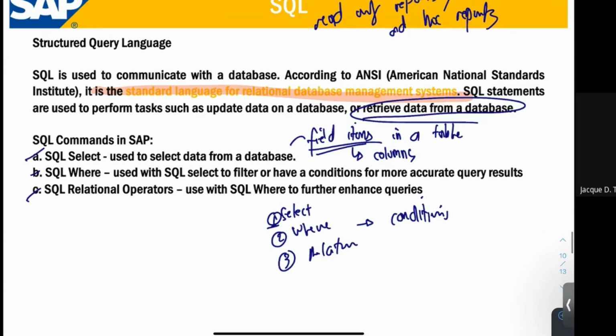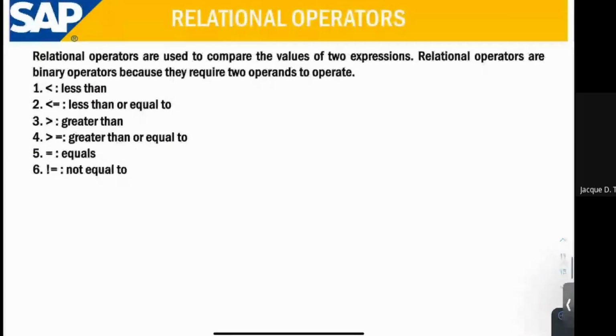So let's look into your different relational operators. Take note, we only have three: select, where, and relational operators. Now, for relational operators, what are certain relational operators within SAP and how we will make an entry as to them? So relational operators are used to compare the values of two expressions. Relational operators are binary operators because they require two operands to operate. So you need to compare two items here. And to compare them, we have the following items.